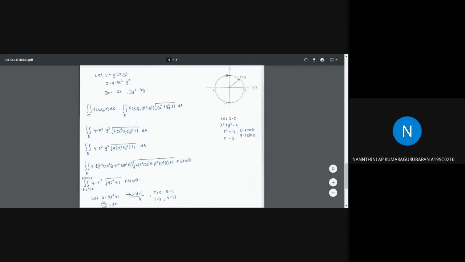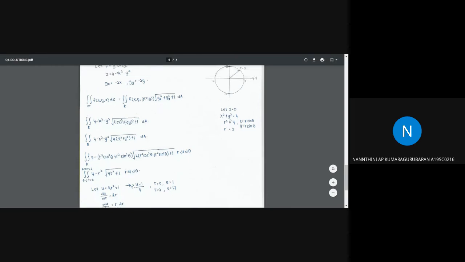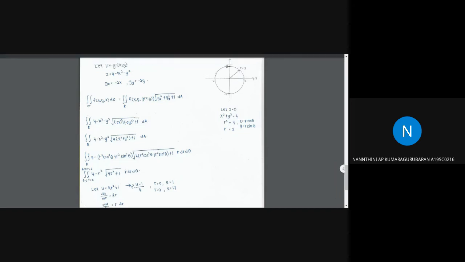And then okay, this one just square and expand this one, and then we all know that x squared plus y squared equals 4. How do we get that? We have to let z equals 0. Then we get x squared plus y squared equals 4. We all know that this one is a circle. So we have to change to polar form to make it easy. So r squared equals 4, r equals 2.